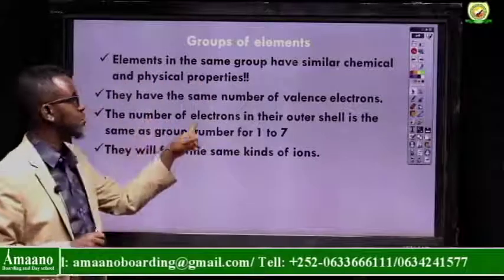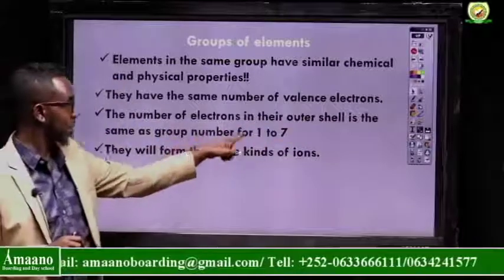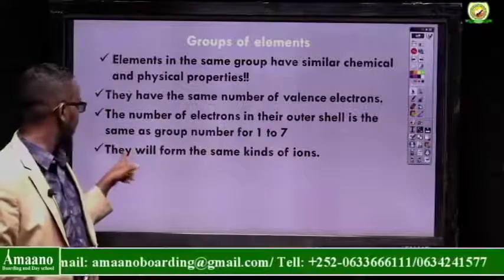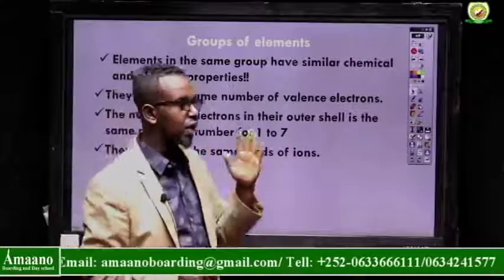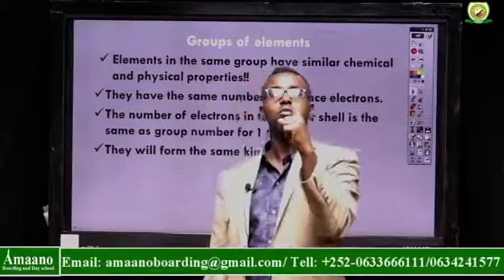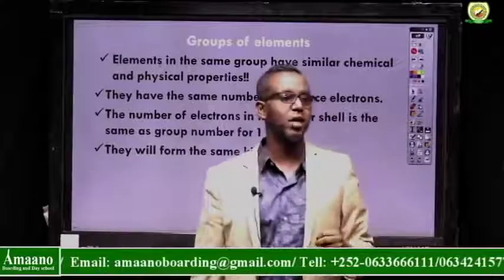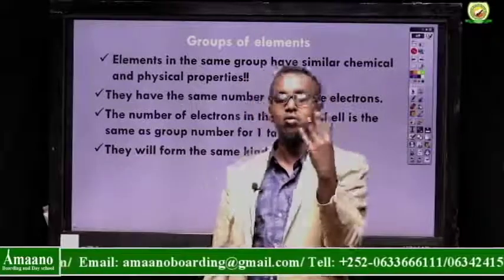What about the number of electrons in their outer shell? It is the same as the group number. For example, 1 to 7. Here, they will form the same kinds of ions. For example, if they are in group 1, they are monopositive. If they are in group 2, they are bipositive. If they are in group 3, they have positive 3, positive 4.